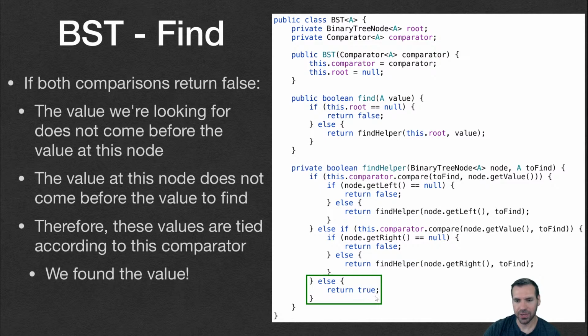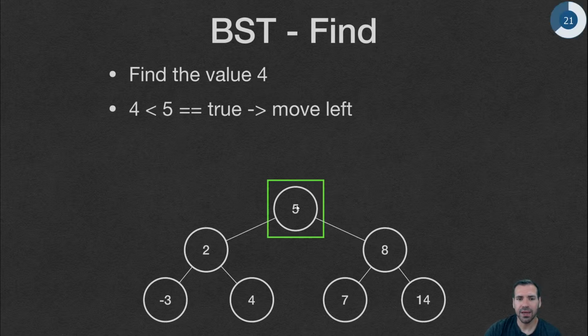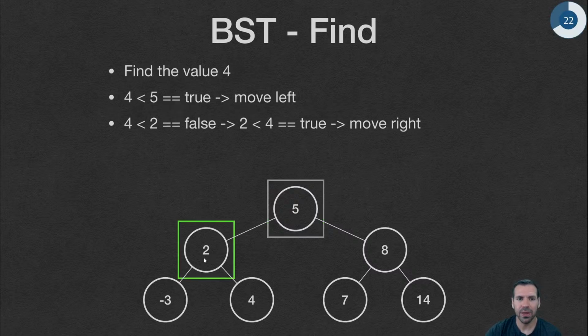In which case we can return true. We found the value we're looking for, and then return true all the way up the recursion. Visually, it looks like this. We want to find the value 4. So the first thing we're going to do is say, hey, root, does the value I'm looking for come before your value? Is 4 less than 5? True. We're thinking left. We go to the left and we say, is 4 less than 2? That returns false. So we know we're not looking to the left. We eliminated the whole left subtree.